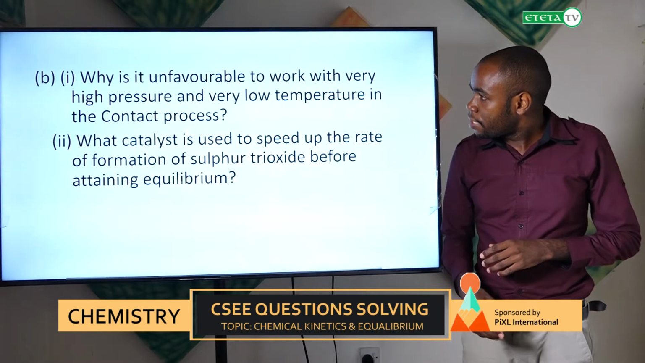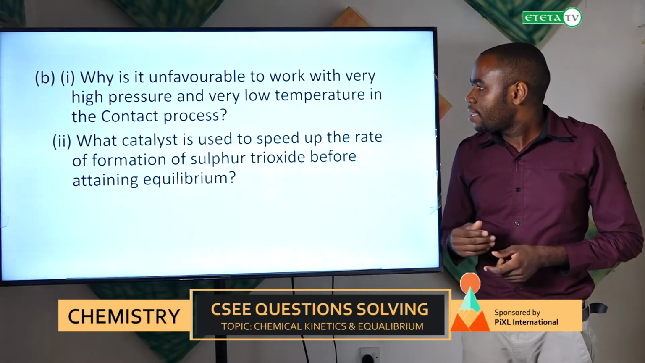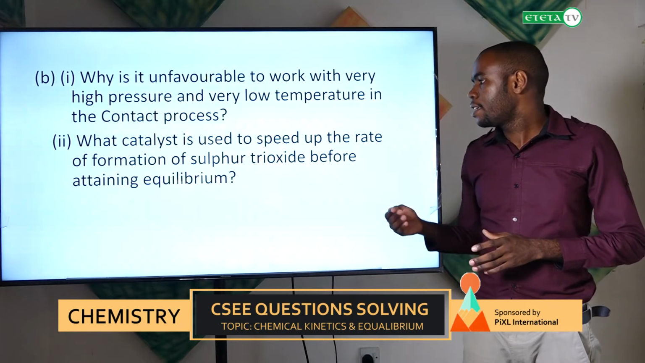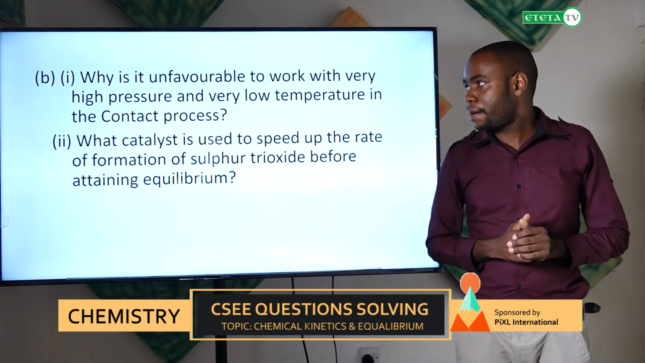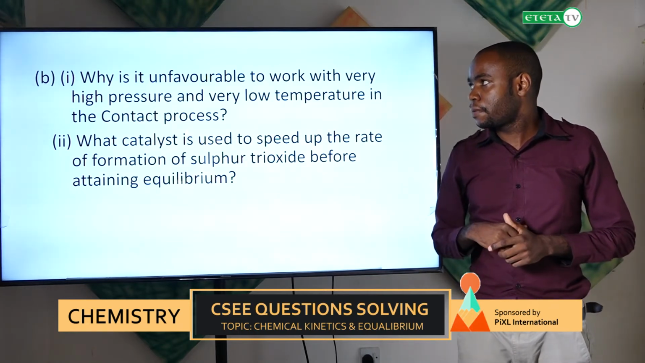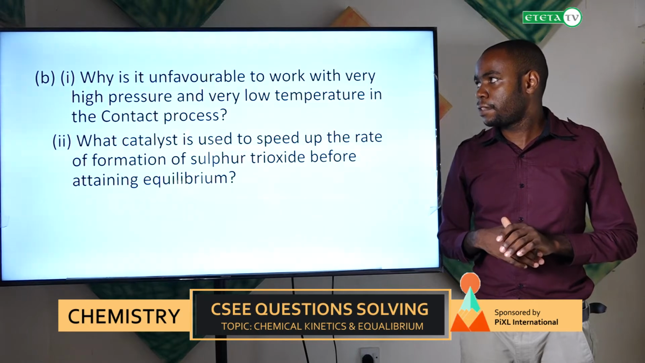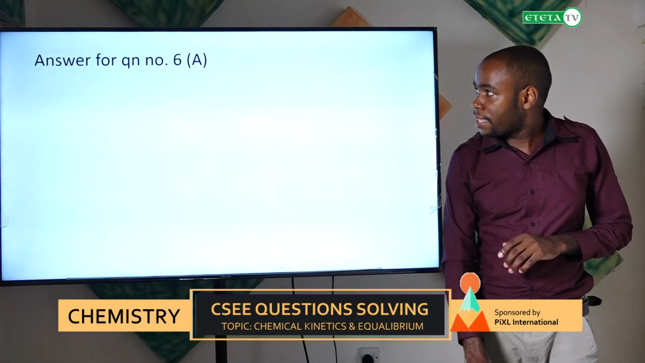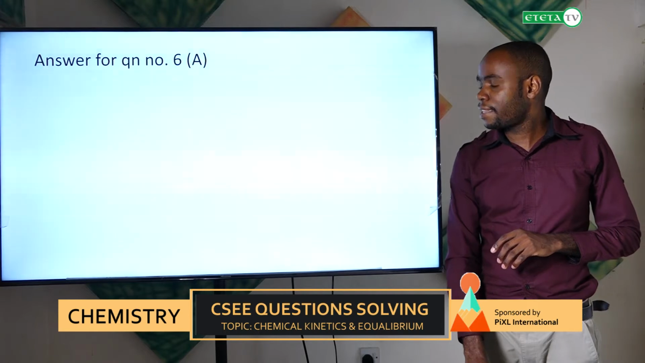Roman 2 says, what catalyst is used to speed up the rate of formation of sulfur trioxide before attaining equilibrium? So these are 2 questions from question number 6B. I will start to answer question number 6A.